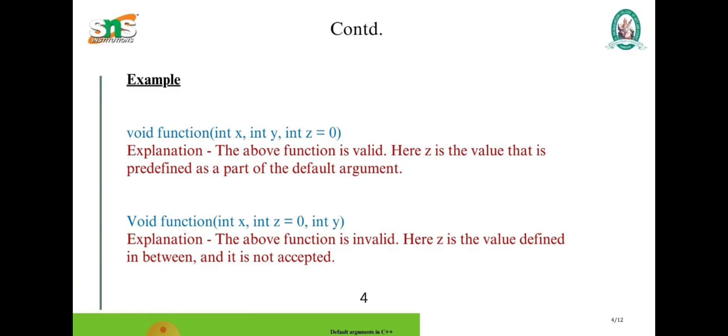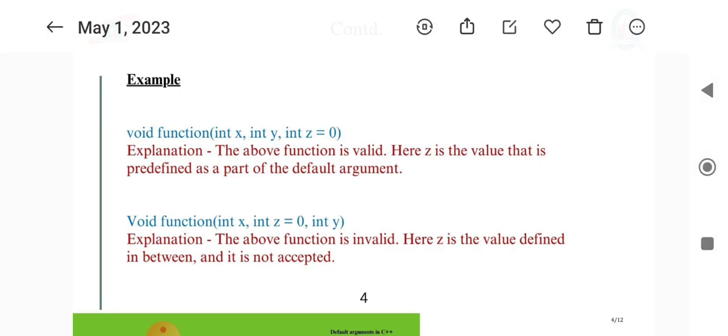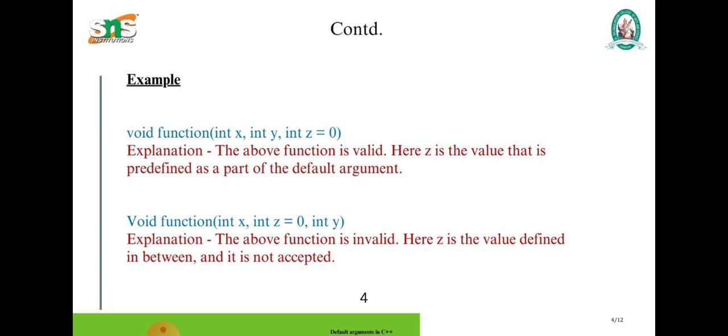Here the same three arguments have been defined, all of the same integer data type. So first int x and int z = 0 and then int y. In the second example also, the variable z has been initialized with 0. But see that the above function is invalid because it is not in the proper order.